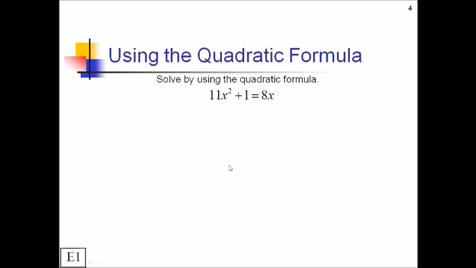So, as you can see, the quadratic formula is a little bit tricky to memorize. It's going to take a lot of repetitions. It also can be a little bit tricky to use. Take this example now. We're going to walk through this one together.